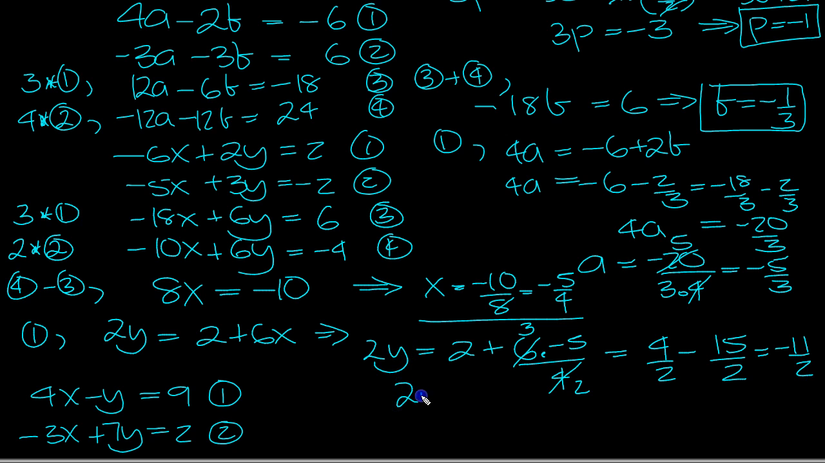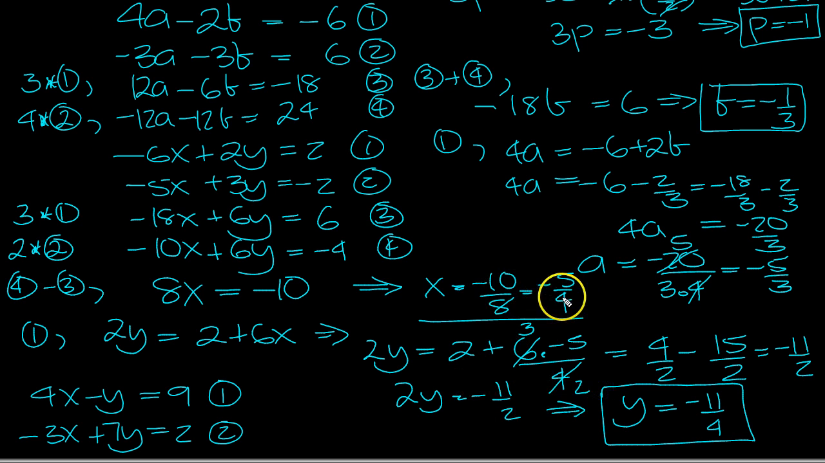So 2y is equal to minus 11 over 2. So y will equal, then move the 2 from times to divide, minus 11 over 4. So again, that was all good fractions, wasn't it? But it's no more difficult in principle. Okay, that's that one.